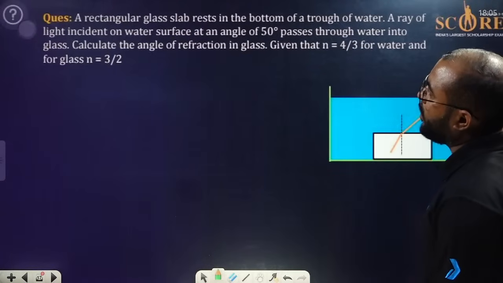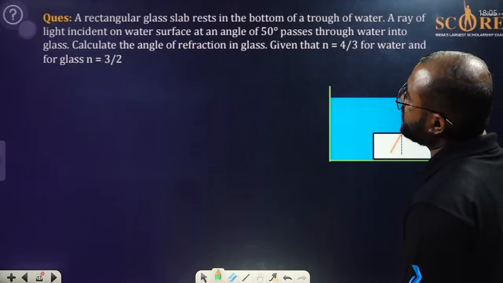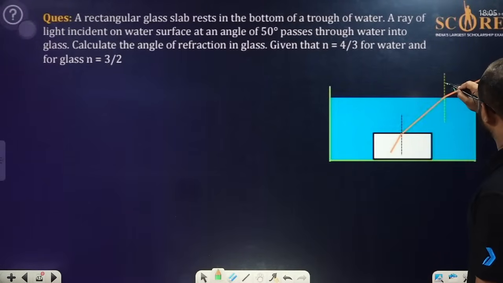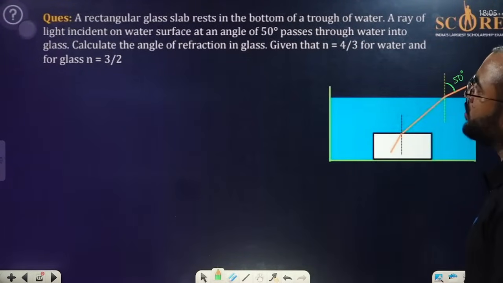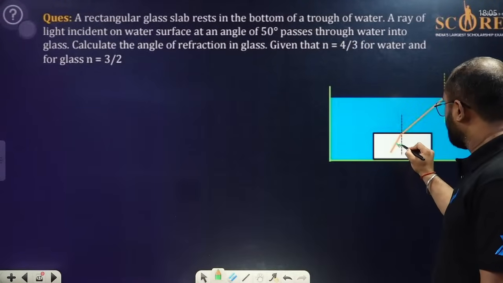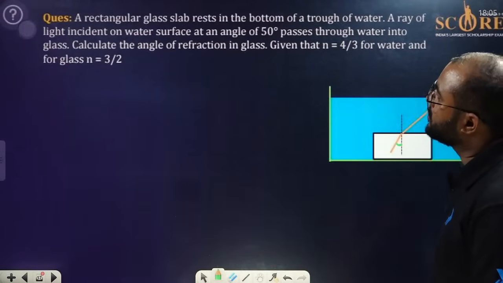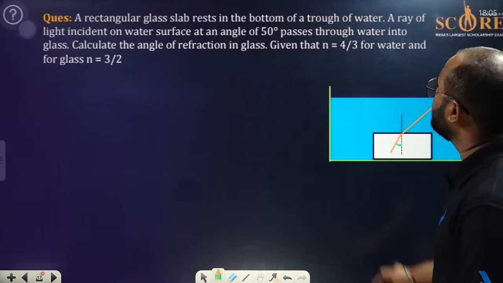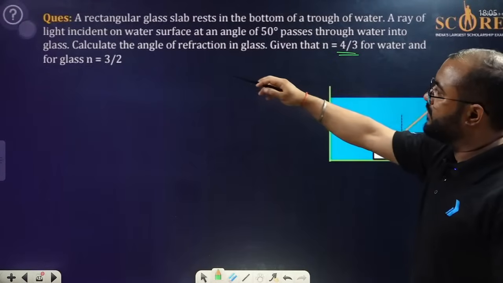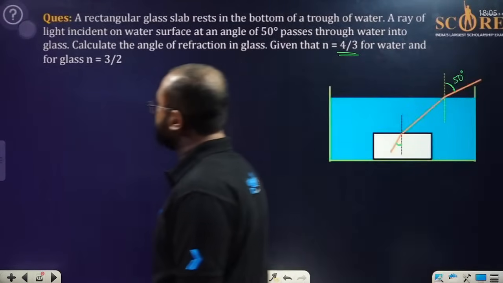Okay, a ray of light is incident on the water surface at an angle of 50 degrees. So this angle is 50 degrees. Passing through the water into the glass, calculate the angle of refraction. We have to find out this angle of refraction in the glass, given the refractive index of the water and the refractive index of the glass.